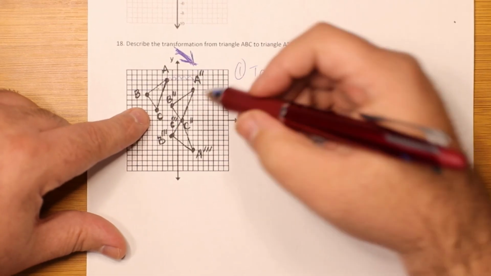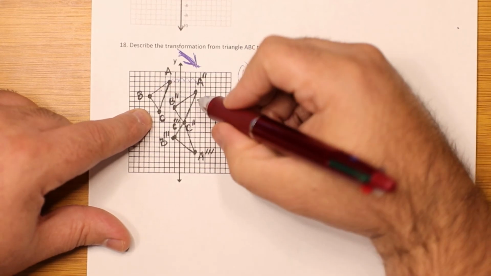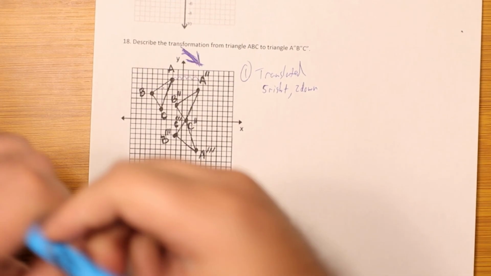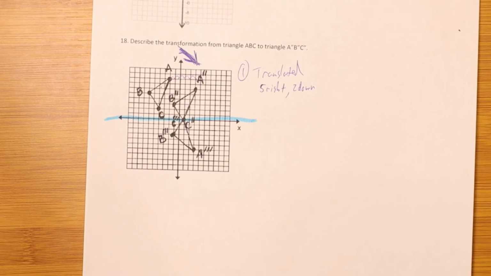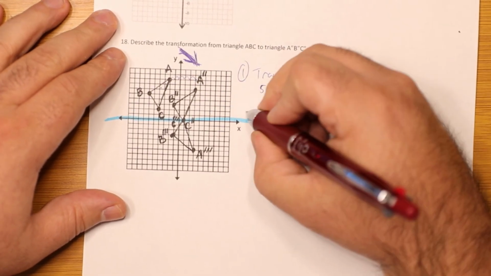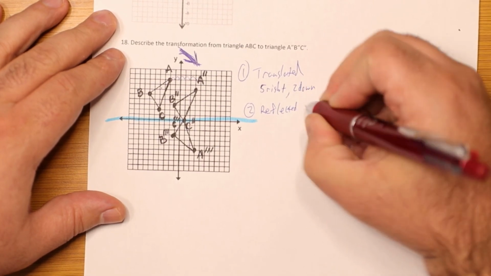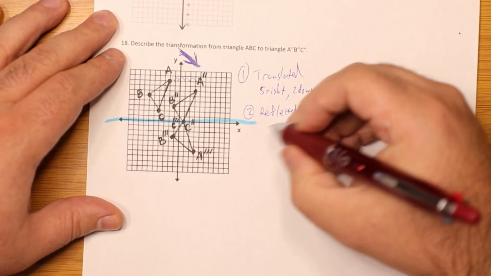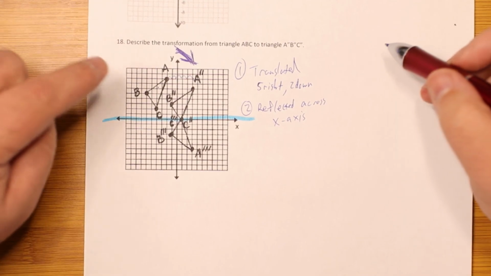After it got there, this is reflected across the x-axis. So if you think of this as a mirror, then that's what happened. So reflected across, and this line's called your x-axis, so reflected across the x-axis. That's what happened on this transformation.